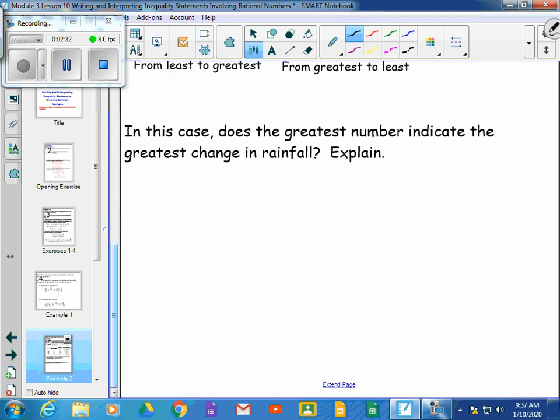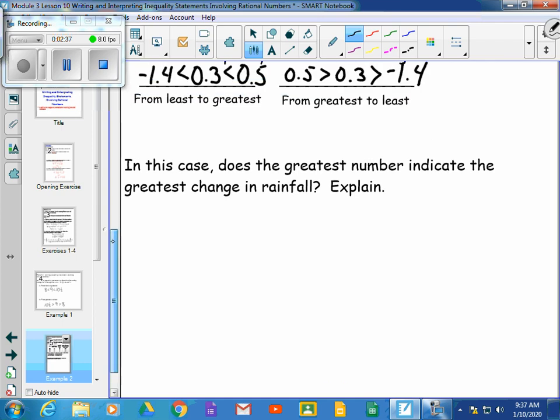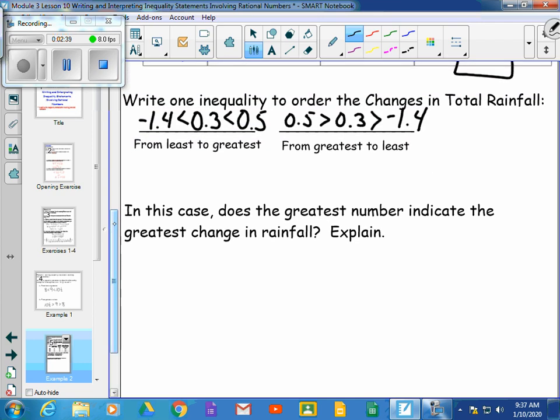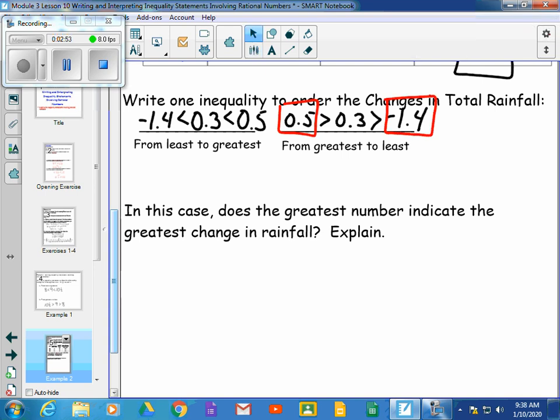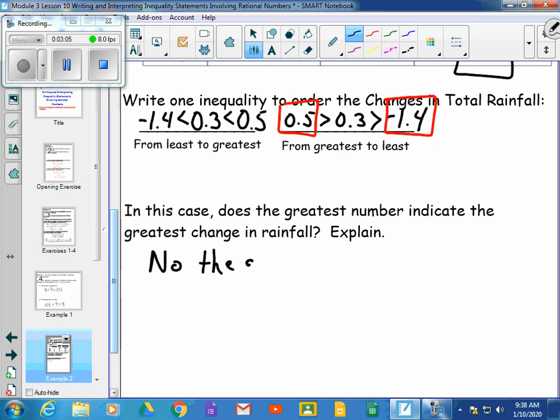Now the last question says, in this case, does the greatest number indicate the greatest change in rainfall? Explain. The greatest number of those three was 0.5. However, it doesn't represent the greatest change. The greatest change would be negative 1.4. We're going to use a concept called absolute value, which we're going to learn in future lessons, that will talk about the greatest change. So we would answer this, no, the greatest change was in May.